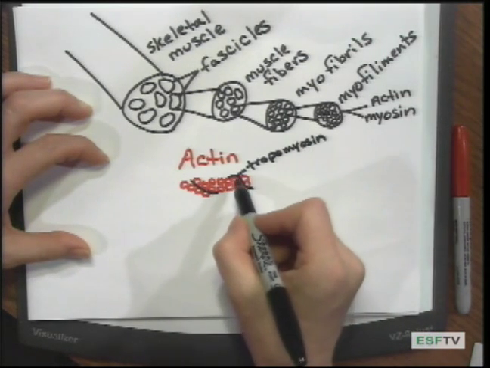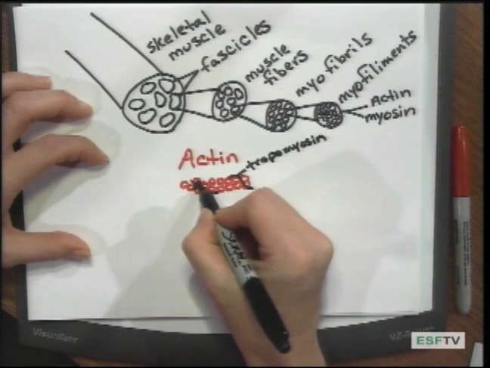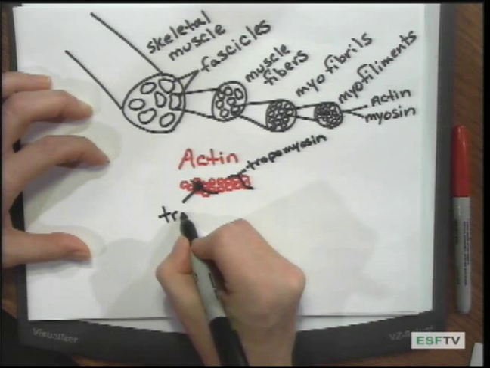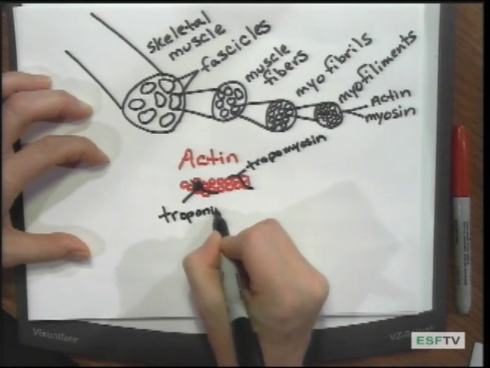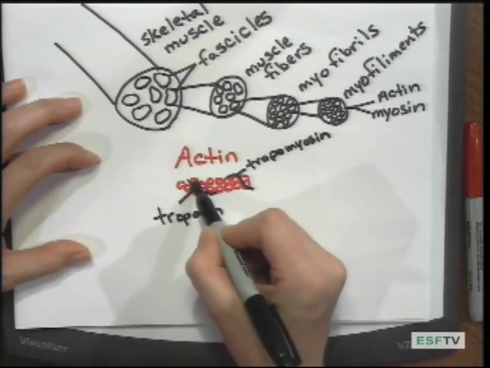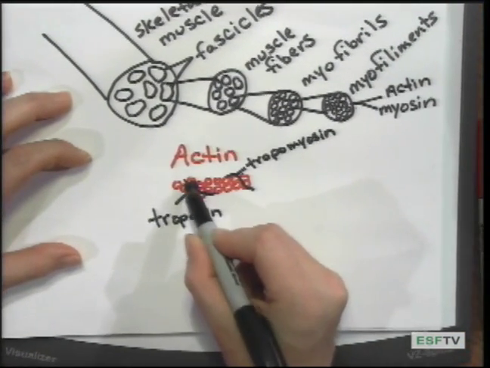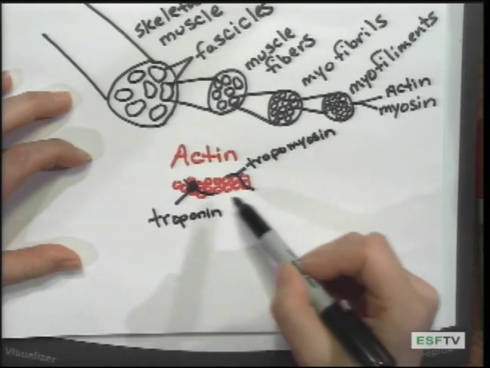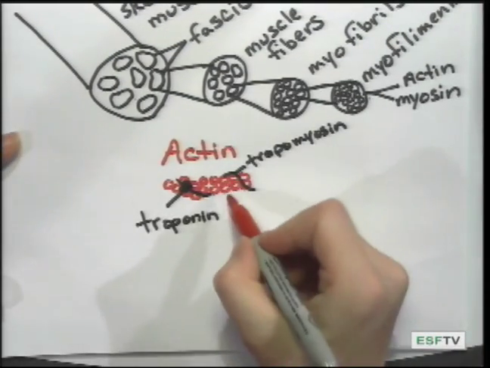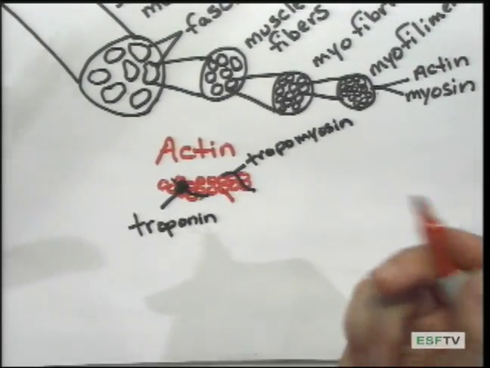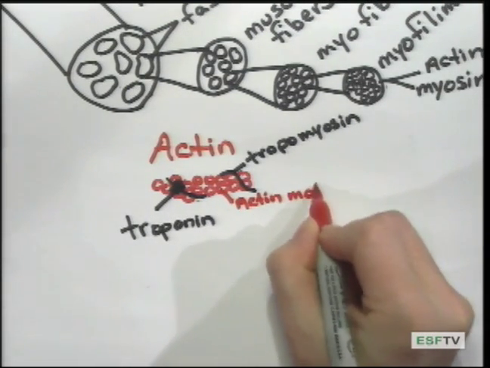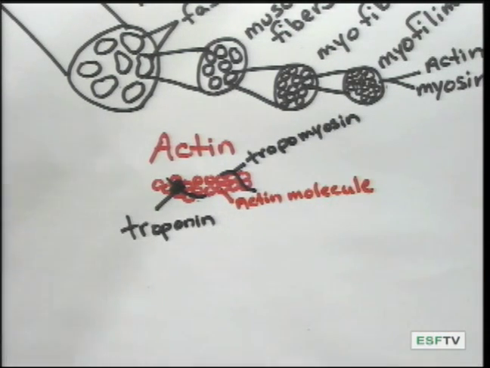And attached to this tropomyosin, there is a compound called troponin. Okay? And these troponin molecules attach to the tropomyosin filament that wraps around the two filaments of actin molecules. Okay? So each of these beads is an actin molecule. Okay?